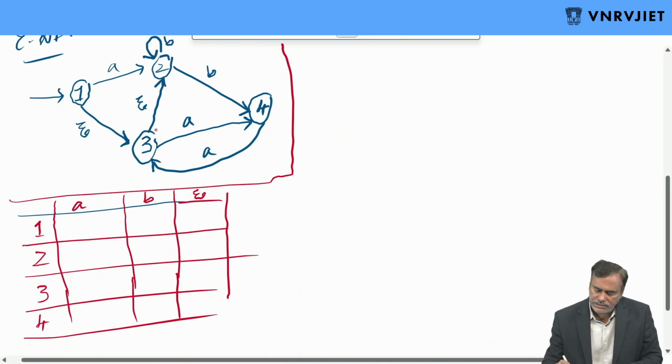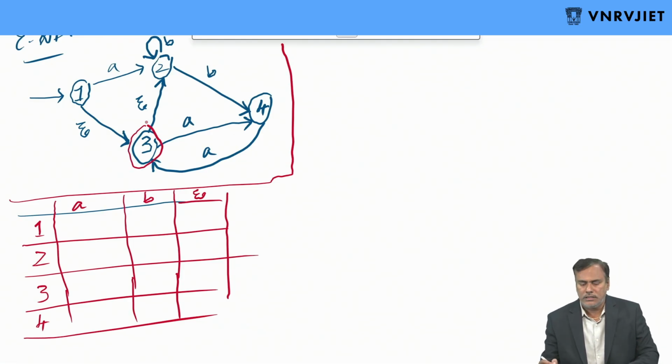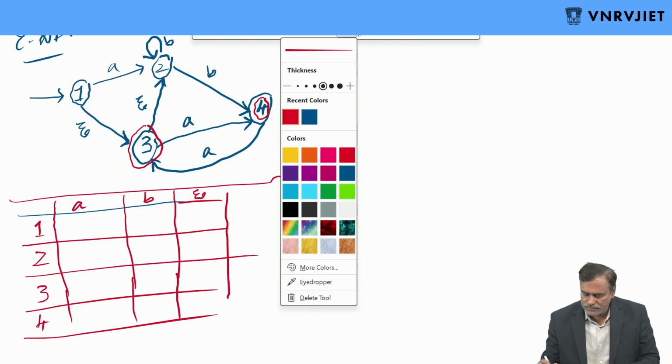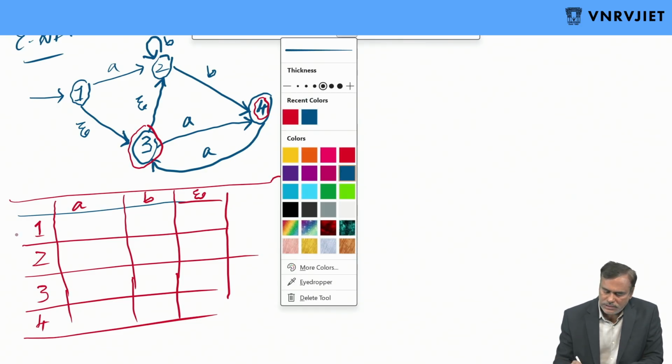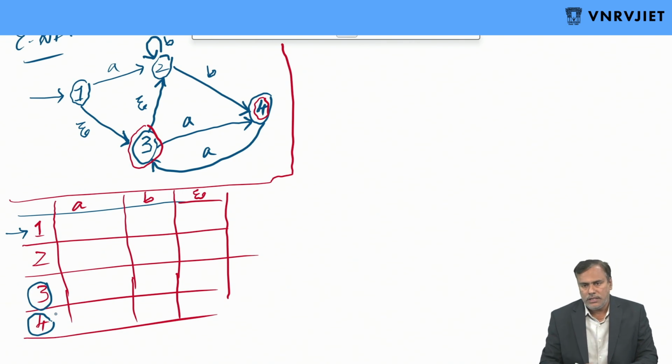Let me take state 3 as a final state. Final states are represented with a double circle. Let me treat state 4 also as a final state. So you have two final states in the given epsilon NFA, 3 and 4. This is your start state, and 3 and 4 are our final states. In the transition table, the final states are denoted with circles like this.